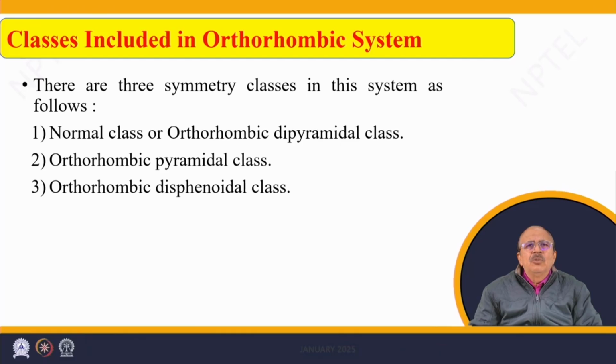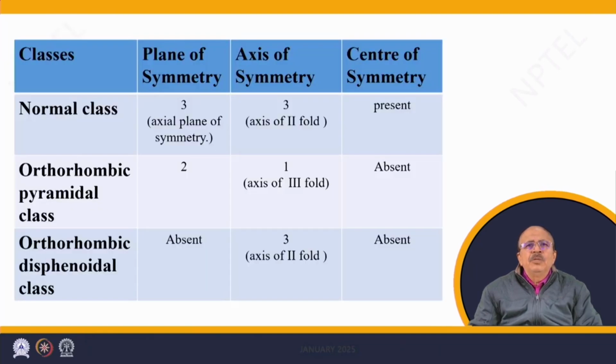Classes included in the orthorhombic system: there are 3 symmetric classes in this system: normal class or orthorhombic dipyramidal class, orthorhombic pyramidal class, orthorhombic dysphenoidal class. The details of plane of symmetry, axis of symmetry and center of symmetry in these classes are: normal class, the plane of symmetry 3, the axis of symmetry 3 and the center of symmetry present.